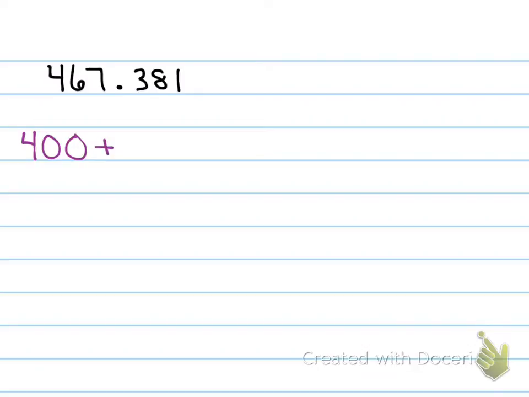The 6 is in the tens place. So you're going to write 60. The 7 is in the ones place. So you're going to write 7. The 3 is in the, what guys? Tenths place. So you're going to write it as a tenth. The 8 is in the hundredths place, so you write it as a hundredth. And then, think you can take a guess at the last one? It's going to be written in the thousandths place.